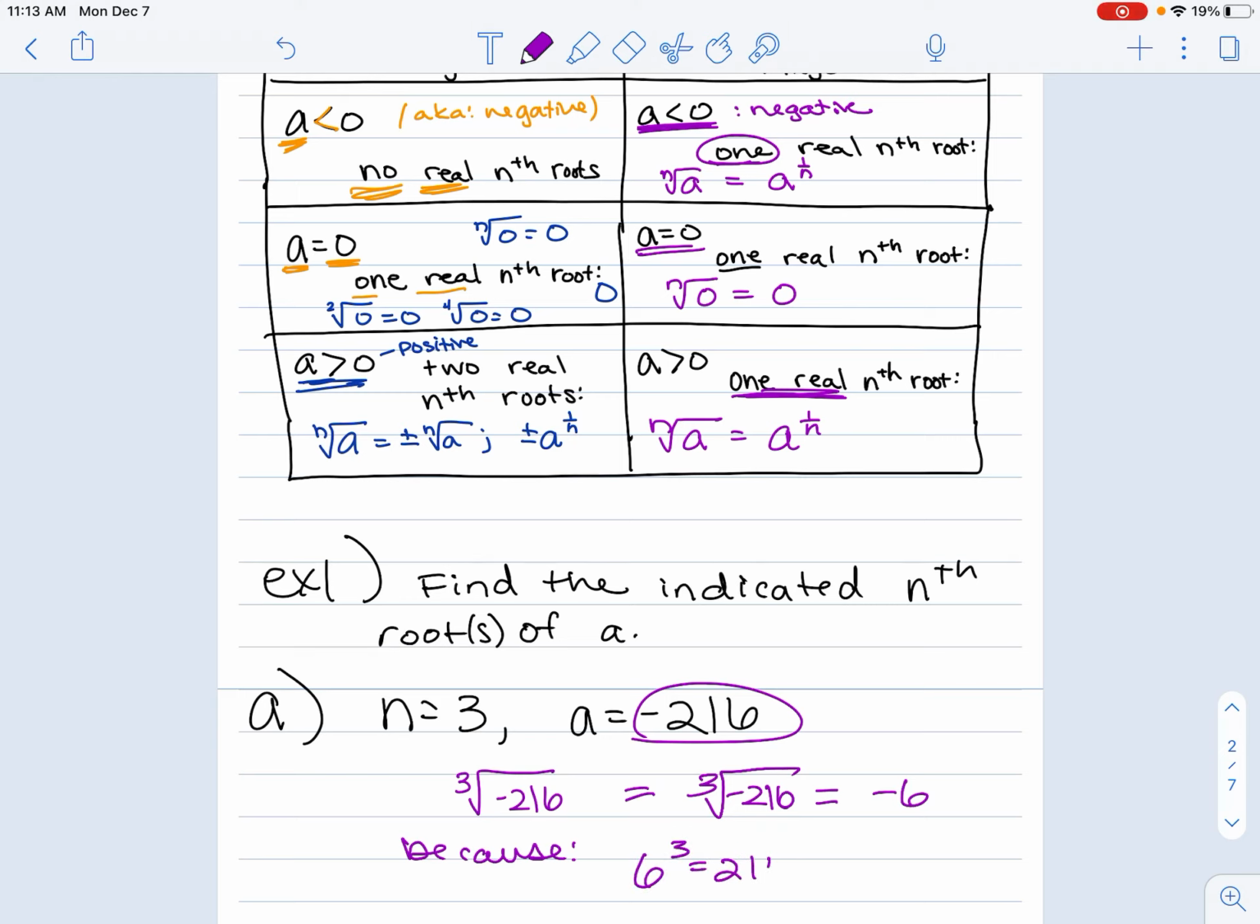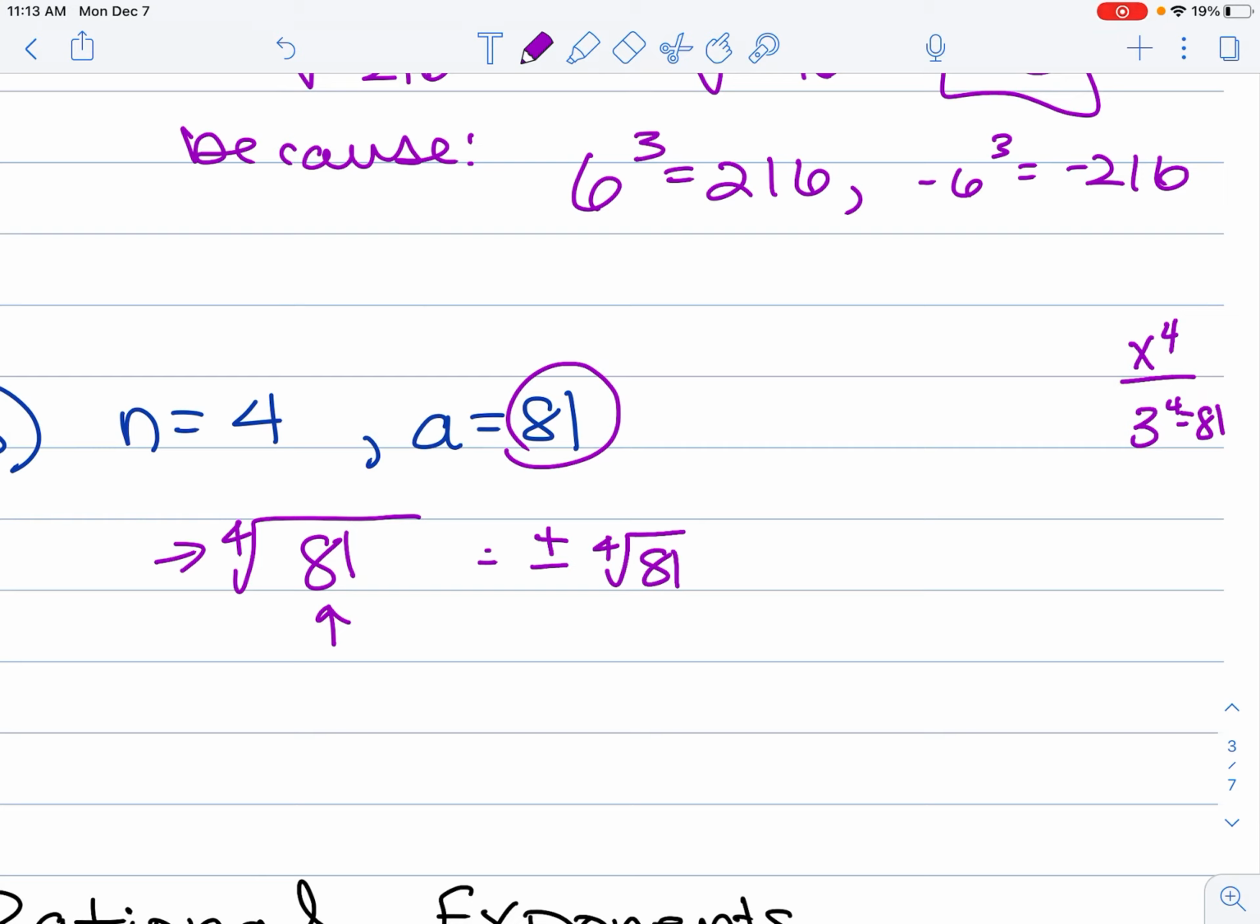So if you looked at your list of x to the fourth numbers, I know 3 to the fourth equals 81. So that means I know that this is going to be plus or minus 3, because 3 to the fourth power is 81, so that means the fourth root of 81 is 3.